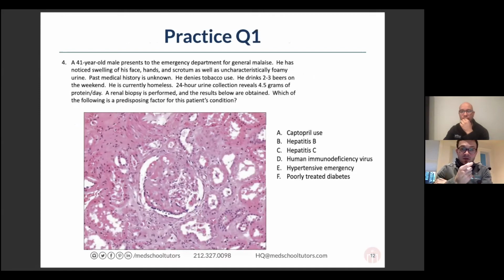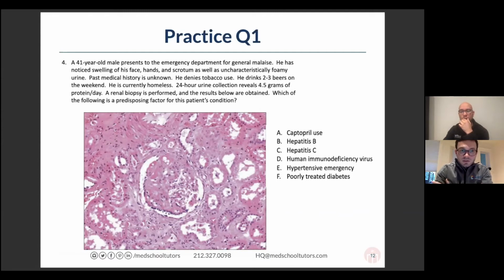I like to read the first line, figure out how old they are, how acute the presentation is, and generally what the concern of the patient is, and then the last line, and then I can read the rest of the thing for details. So I have a 41-year-old guy who's coming to the emergency department for malaise. Great, so I'm thinking about someone who's middle-aged. I'm thinking about malaise, which it's not a useful exercise for me to run through a differential diagnosis of right now because it's so broad.